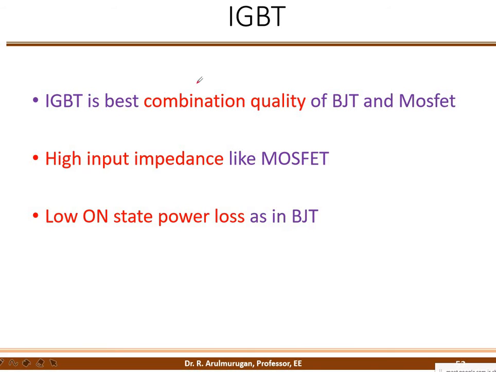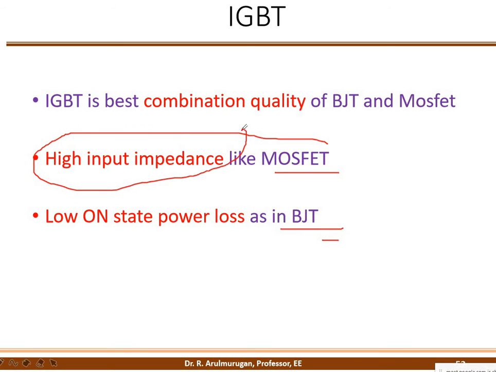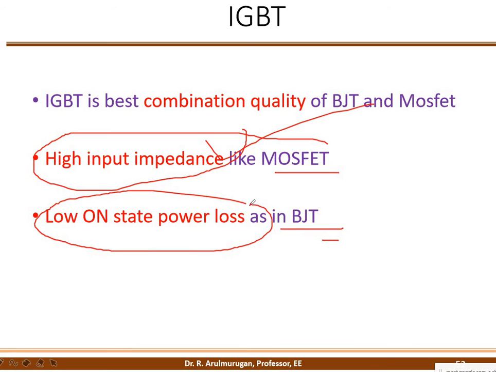Next, it is a combination of MOSFET and BJT. What are the merits of the MOSFET? High input impedance is the merit of the MOSFET. Another one is the BJT. The merit of the BJT is low on-state power loss.